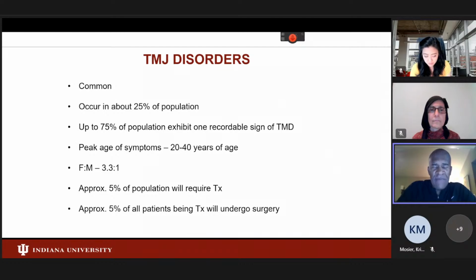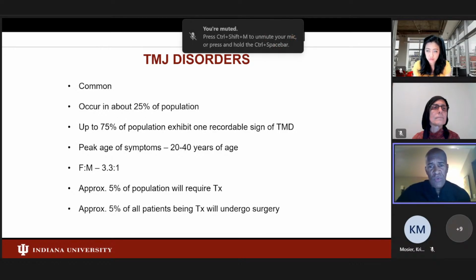Apart from that, up to 75% of the population will have at least one recordable sign of temporomandibular dysfunction. That may be pain, clicking, locking, or grinding or crepitus of the jaw joint. So 3 out of every 4 people will complain, if you ask them, of one recordable sign of temporomandibular dysfunction, TMD.